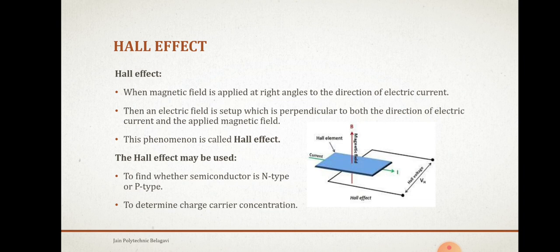So first, the Hall effect. What is this Hall effect? When a magnetic field is applied at right angles to the direction of electric current, an electric field is set up which is perpendicular to both. This phenomenon is called the Hall effect, named after the scientist. The Hall effect may be used to find whether a semiconductor is N-type or P-type.